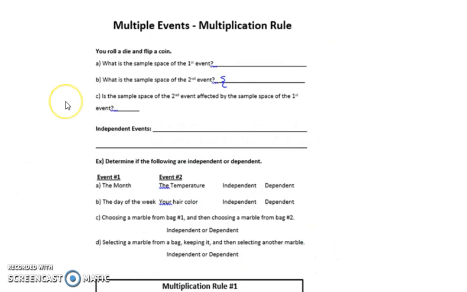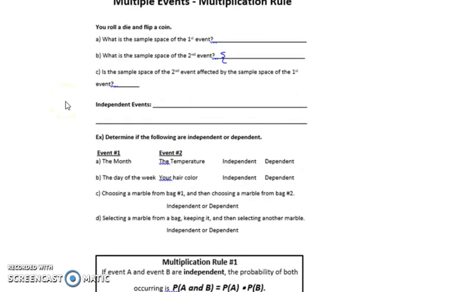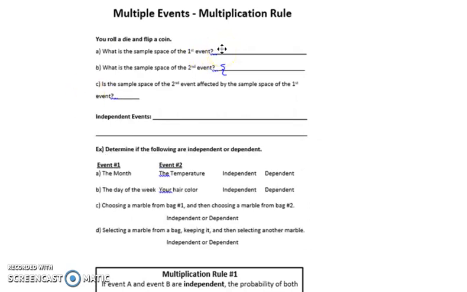Okay, so moving on. We have multiple events, the multiplication rule. If you're rolling a die and flipping a coin, the sample space of the first event is 1, 2, 3, 4, 5, 6. Those are all the options for rolling a die. If you're flipping a coin, the sample space for that is either heads or tails. There are 2 outcomes. We don't always just have numbers as our data or elements in our probability. Sometimes it's going to be heads, tails, green, blue, whatever it is. We might be listing out letters or names.